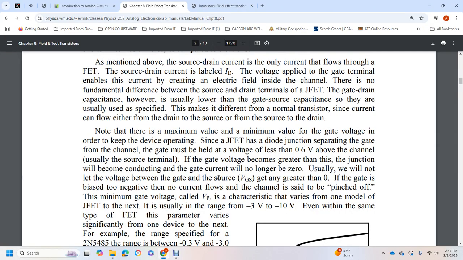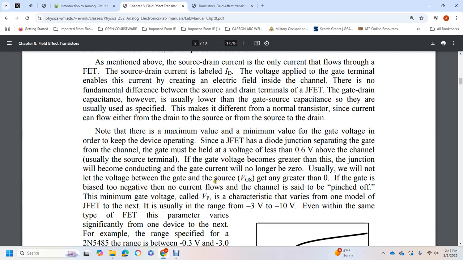Note the maximum and minimum values of the gate voltage needed to keep the device operating. In the junction field effect transistor, the diode junction separates the gate from the channel, but the gate must be held at a voltage less than 0.6 volts above the channel, usually the source terminal. If the gate voltage becomes greater than the junction turn-on, the junction becomes conducting and the gate current would no longer be zero. Usually we will not let the voltage between the gate and source be greater than zero. But if the gate is biased sufficiently negative, no current flows and the channel is said to be pinched off.